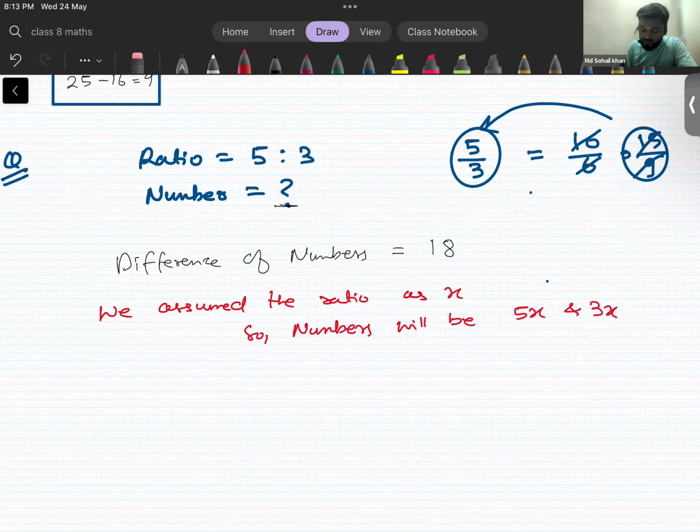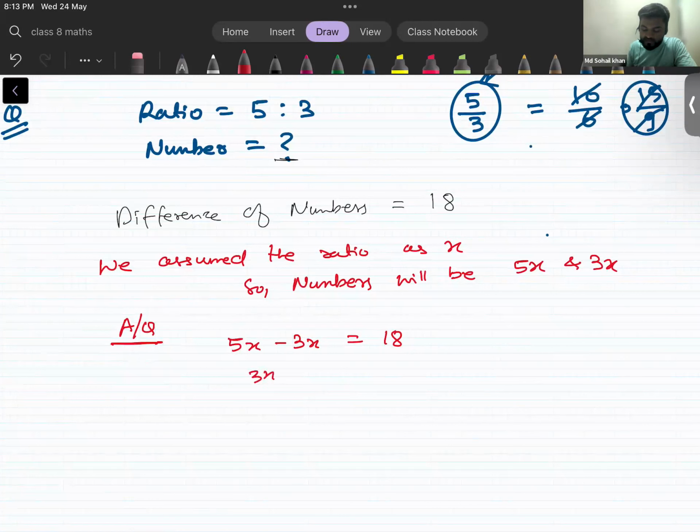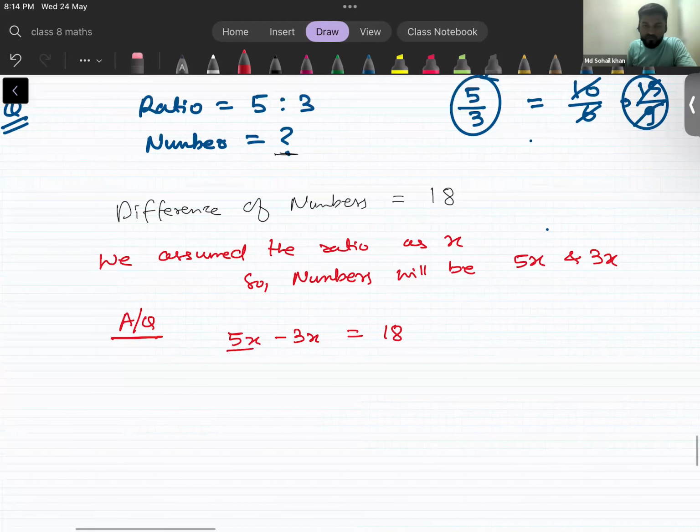Now, according to the question, in short, I'm writing it like this. According to the question, the difference of the two numbers, so 5x minus 3x, is equal to 18. Why am I not writing 3x minus 5x? Because obviously 5x is the greater number out of the two. So 5x minus 3x is equal to 18. Now, will you be able to solve it further?